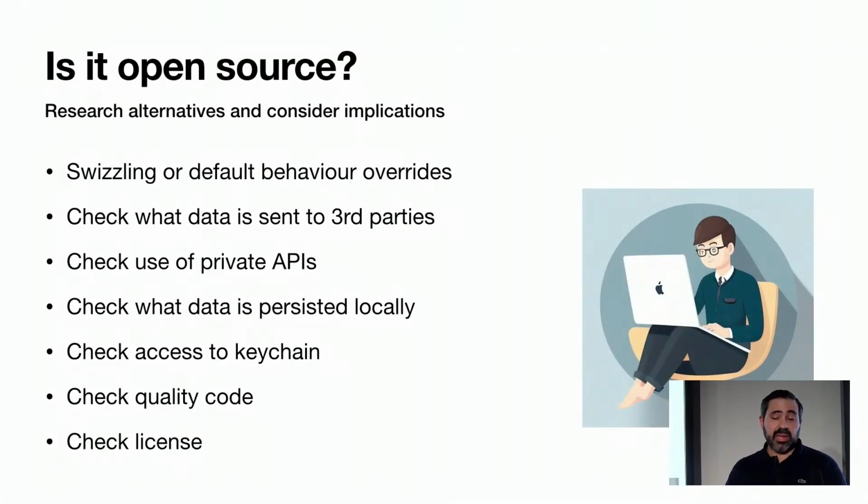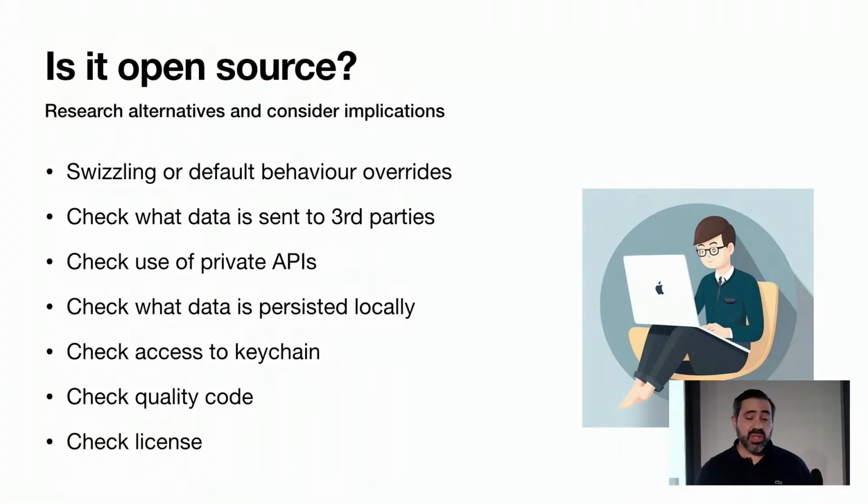So if the library is open source, as I said, that's a big plus. You can check whether they're doing weird things, whether they're overriding default behavior, whether they're trying to send some data to third parties. If they try to use any of the private APIs, you don't want to get in trouble with Apple because of a dependency you don't know what it's doing.